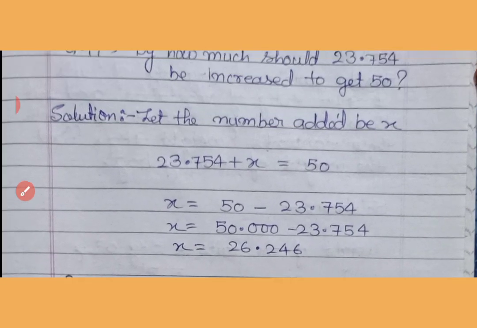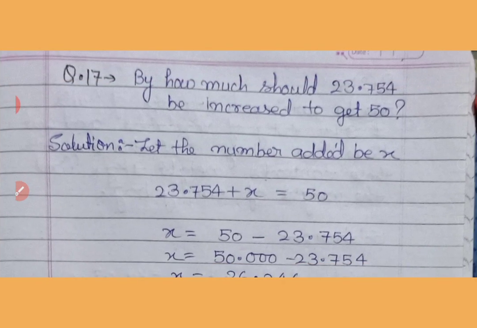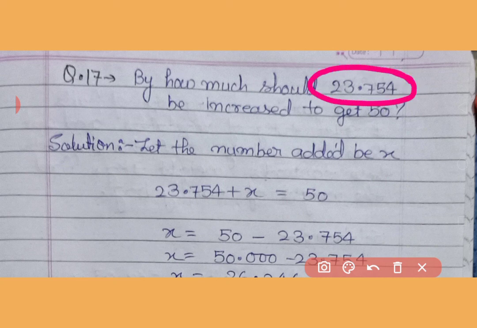Next question, word problem is here. By how much should 23.754 be increased to get 50? Meaning, increase means to add. So what should be added to 23.754 so that it becomes 50?